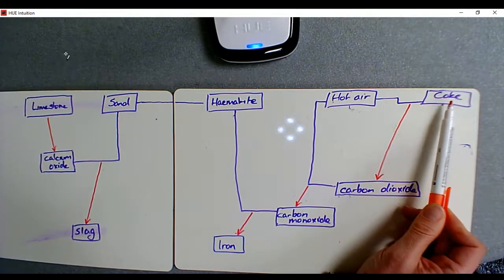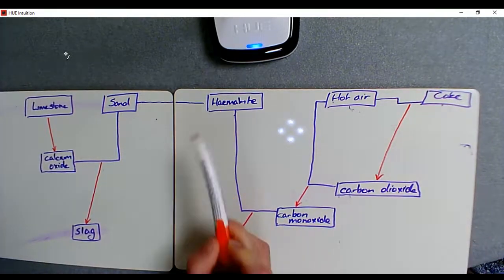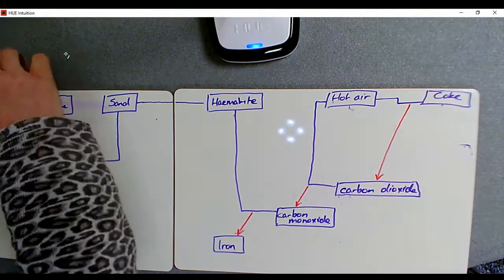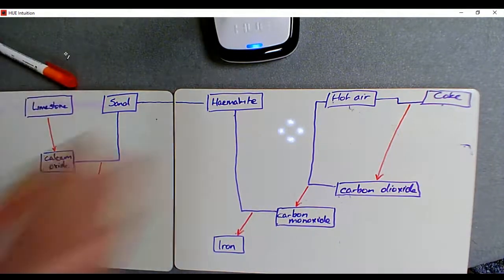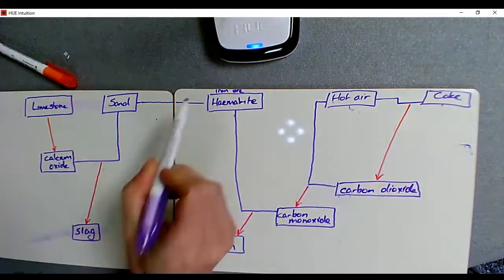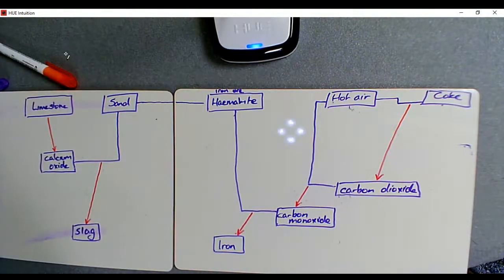Okay, so what you put in is coke and hematite, which is your iron ore. I'm going to keep that as purple, because you want to know that hematite is the iron ore. Don't just use the term iron ore at the top. The ore is just a rock that contains enough iron to make it economically worthwhile to extract. The particular type of rock is called hematite. There are others, like magnetite. So hematite is the particular type of iron ore that you're using.